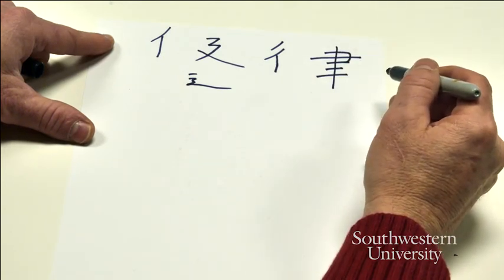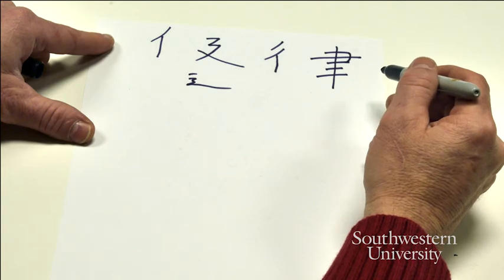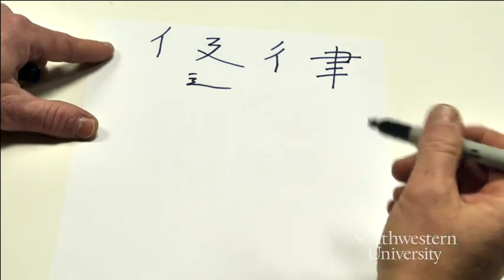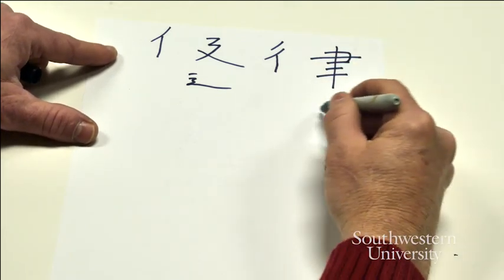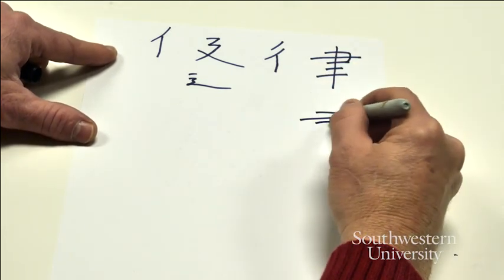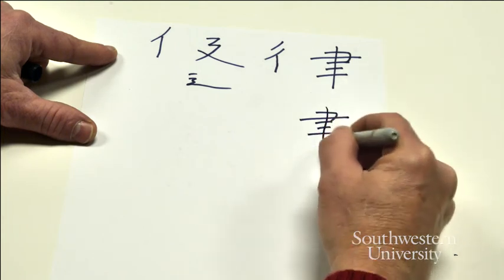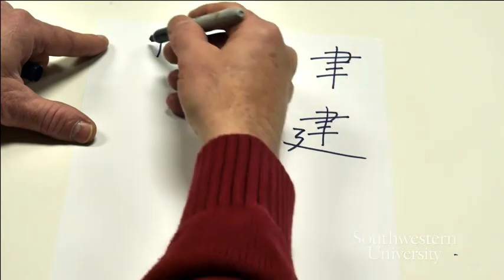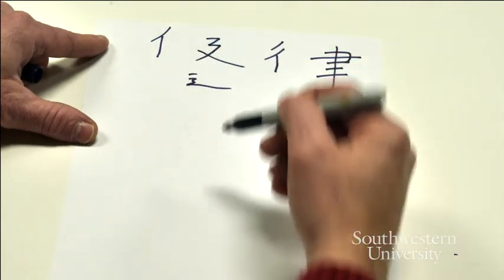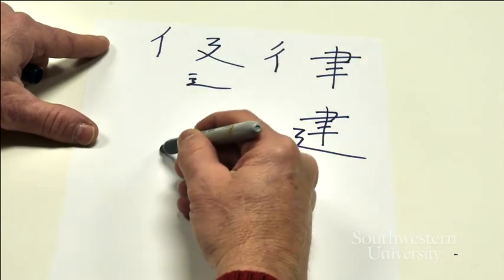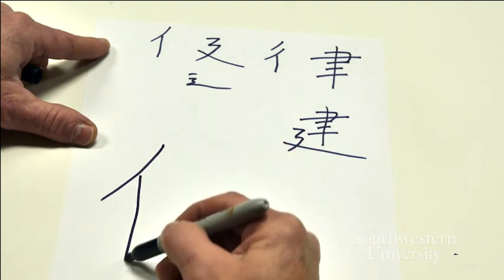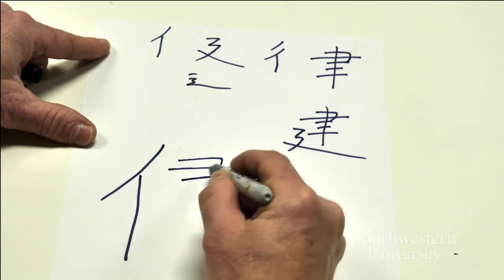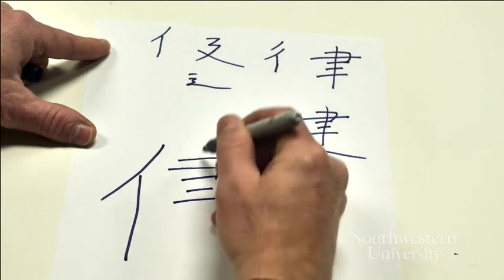It indicates writing, regulating, managing things. So this component by itself means to build. You put the person radical in it, and it's just phonetic. It means health, jian.